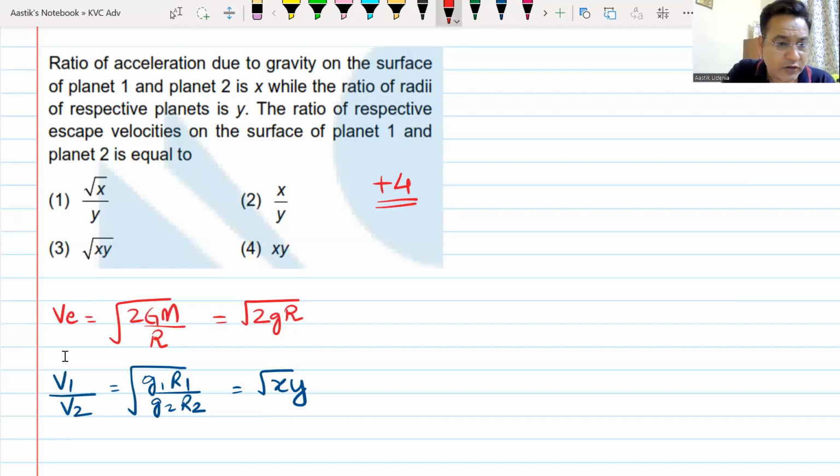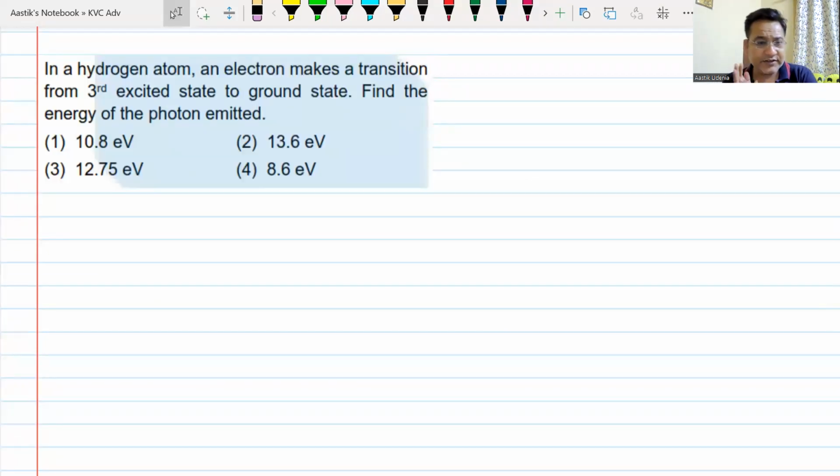Okay. Remember, you have to solve the question. Also, you have to do it in the shortest possible time. This is the next question, and it comes on your screen now. In a hydrogen atom, an electron makes a transition from third excited state to the ground state. Find the energy of the photon emitted. 2 minutes you have.